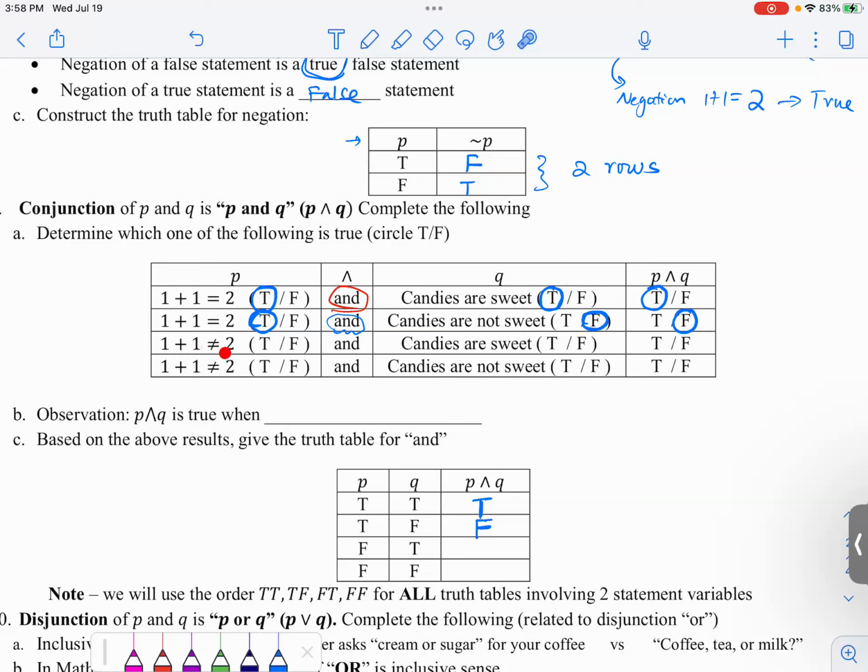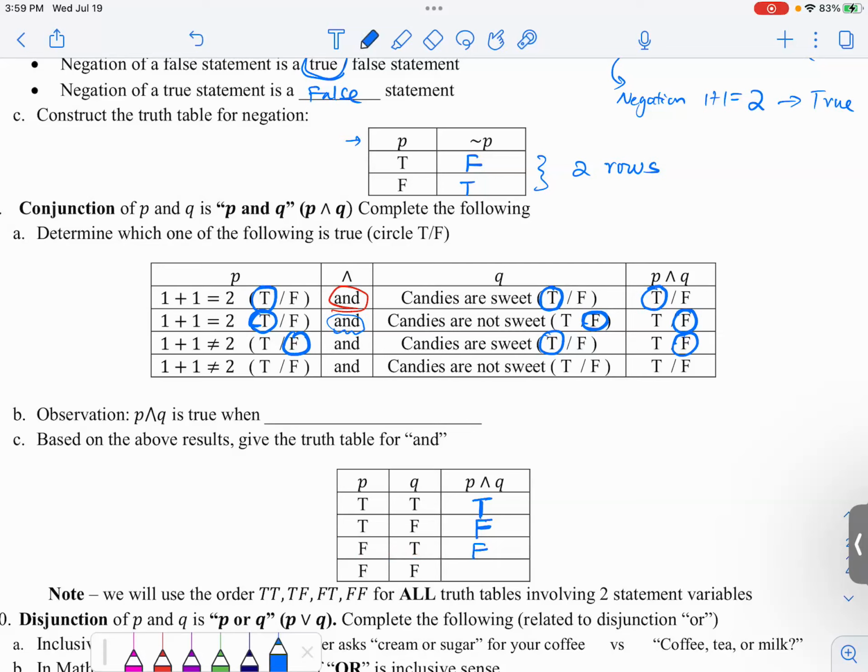Similarly, 1 plus 1 is not equal to 2. This is a false statement. And no matter what you say here, I already know this is false, right? Because this is already false, I know the result is going to be false because these two are not happening at the same time, okay? So even though this is true, the result should be false. Therefore, in my truth table, a false statement and a true statement is considered a false statement.